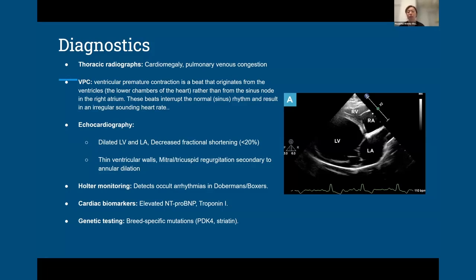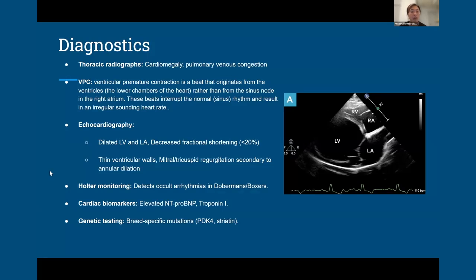I will show a picture of that in a bit so that you guys have a better idea of what VPCs will look like on an ECG. So that will help a lot more to remember what the distinguishing features of DCM are.